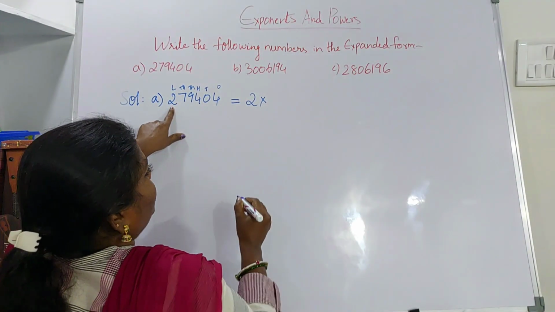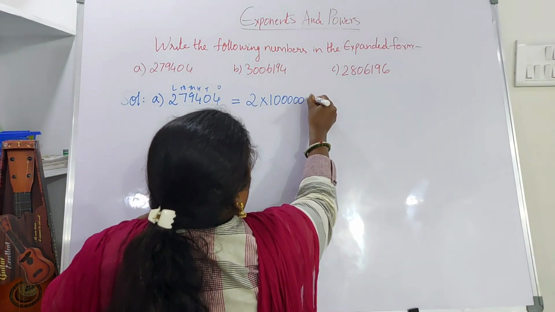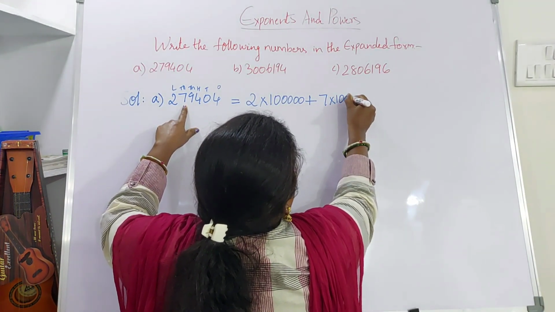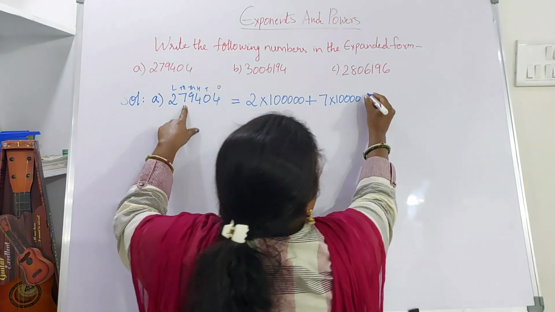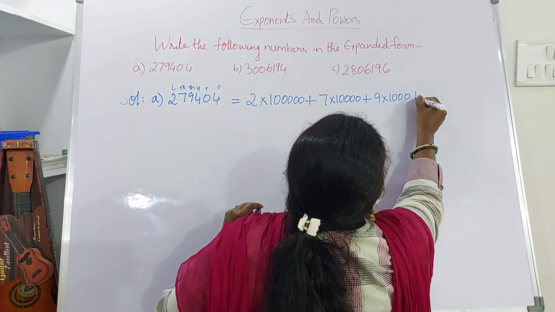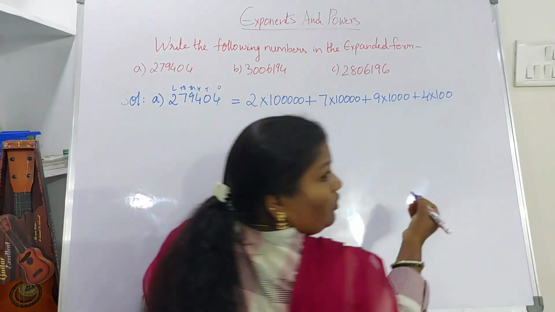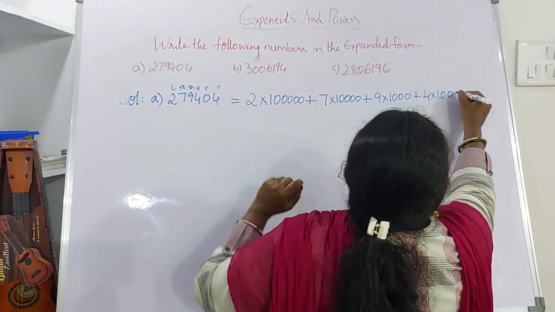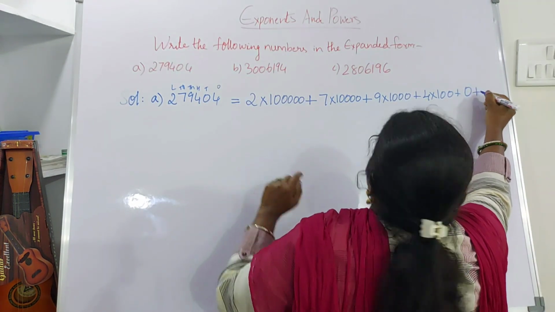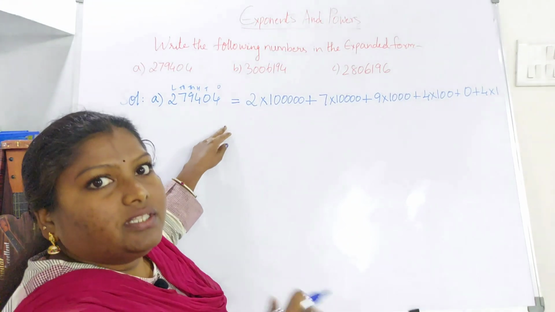So 2 is in the lakhs place. So 2 into 1 followed by 5 zeros, plus 7 into 10,000, 1 followed by 4 zeros, plus 9 into 1000, that is 1 followed by 3 zeros, 4 into 100, 1 followed by 2 zeros, and 0 is in the tens place, so we can take it as 0, plus 4 is in the ones place, so 4 into 1. This you might have learnt in the earlier classes.